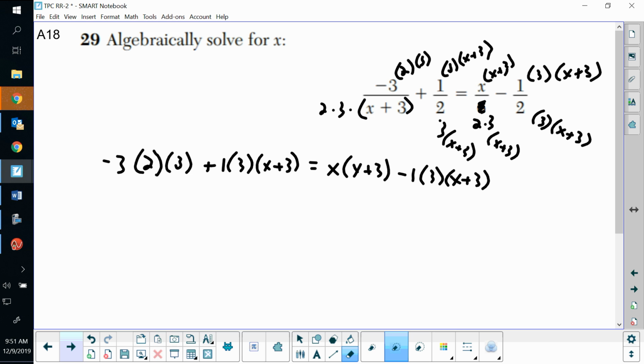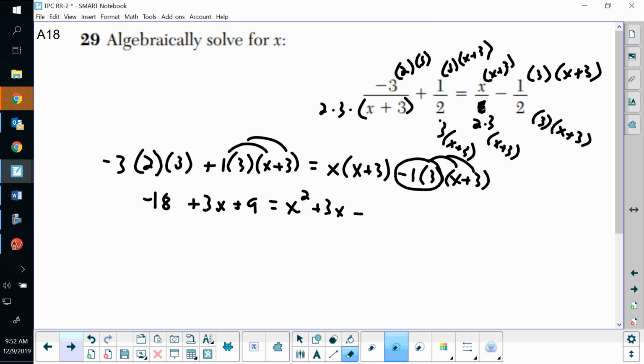Negative 3 times 2 is negative 6, times 3 is negative 18. This is really a 3 that we're going to distribute through, so we get plus 3x plus 9. The x distributes through to give us x squared plus 3x. And this is really a minus 3 we're going to distribute through, so we get minus 3x minus 9. If we combine some like terms, this is 3x minus 9 equals x squared minus 9.